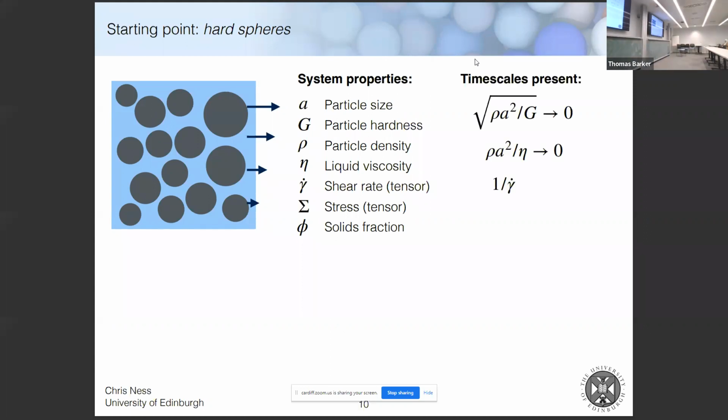So if we construct from this list some timescales, there's 3, and I've written them in this way. Well, I'm not saying there are 3, but I've chosen 3 of them and written them in the following way.